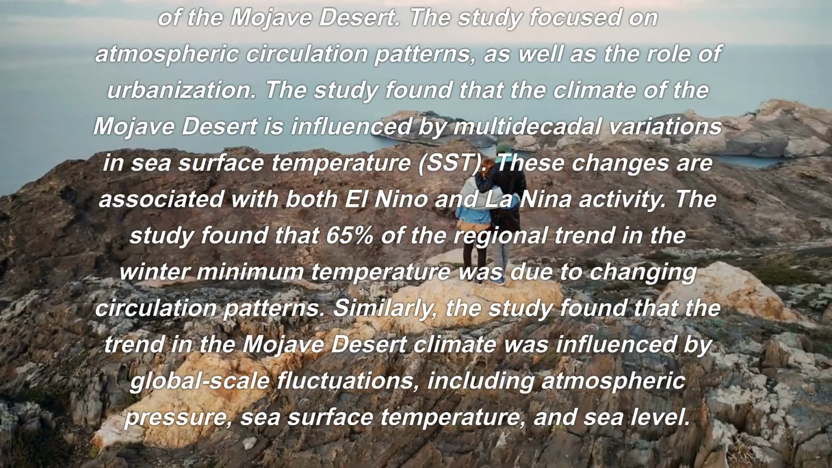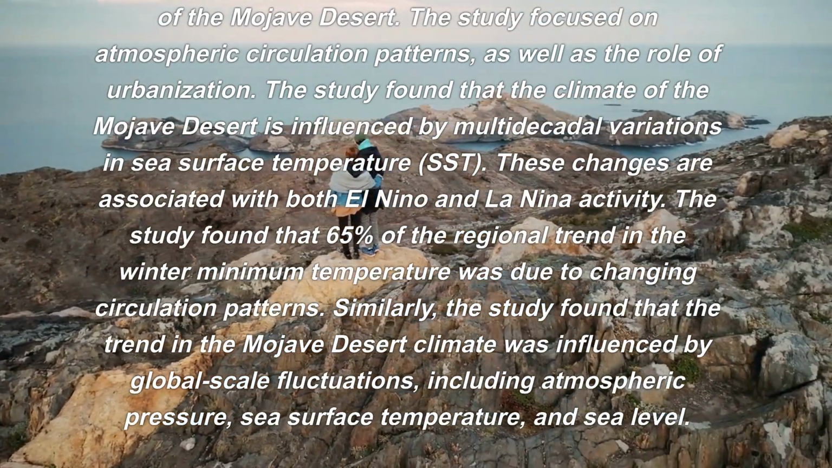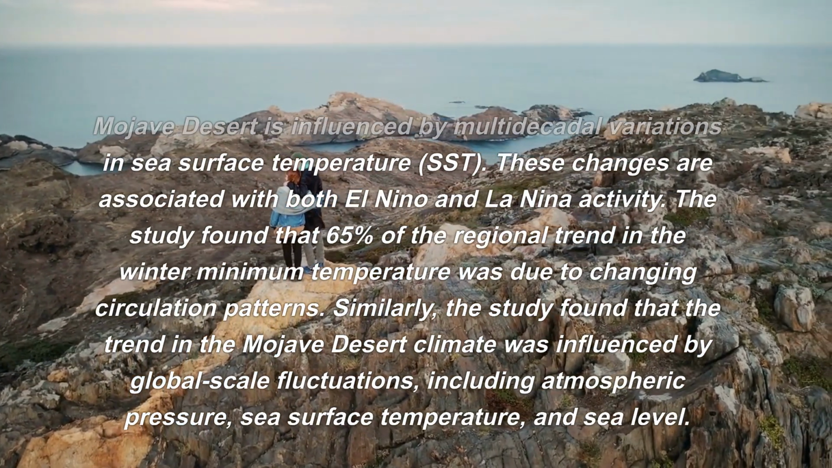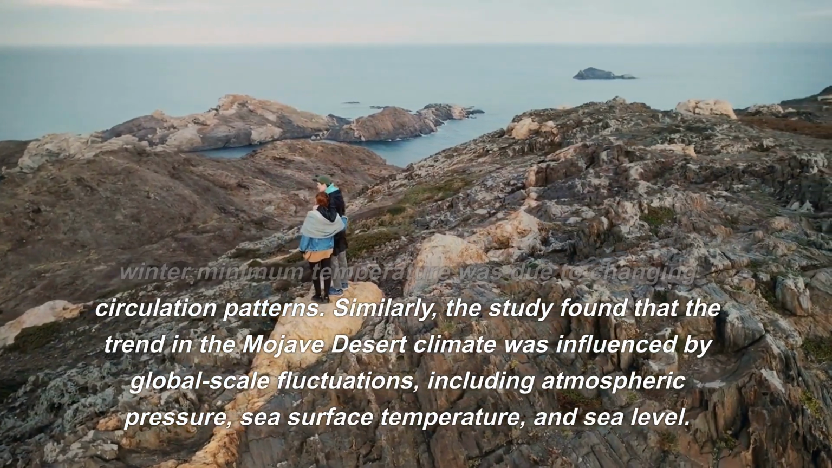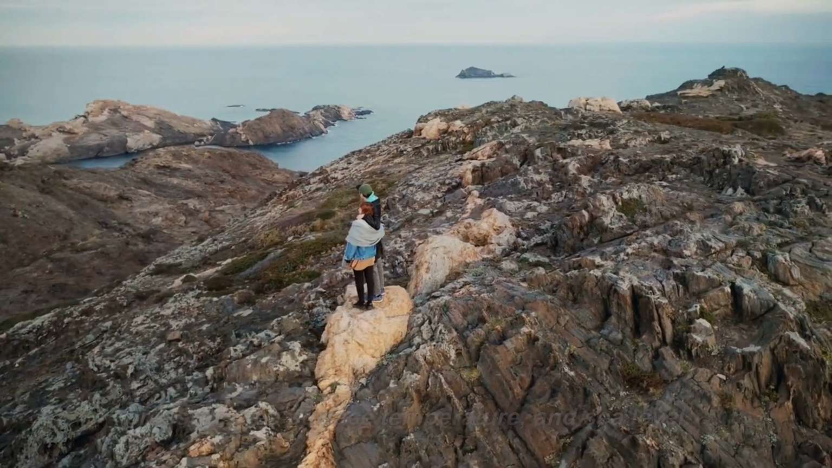The study found that 65% of the regional trend in the winter minimum temperature was due to changing circulation patterns. Similarly, the study found that the trend in the Mojave Desert climate was influenced by global-scale fluctuations, including atmospheric pressure, sea surface temperature, and sea level.